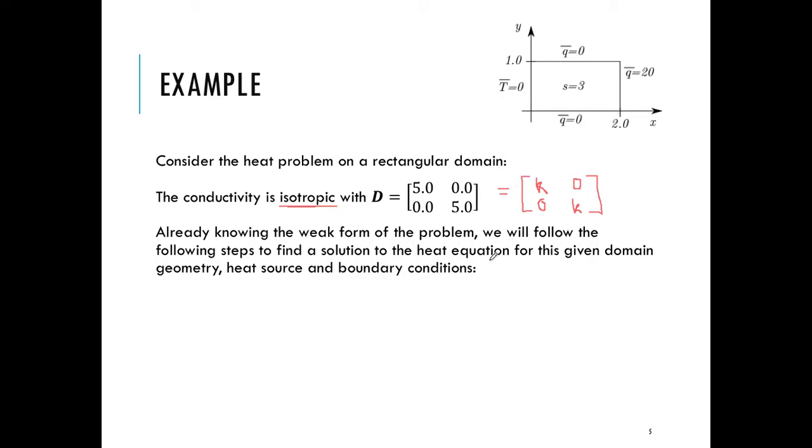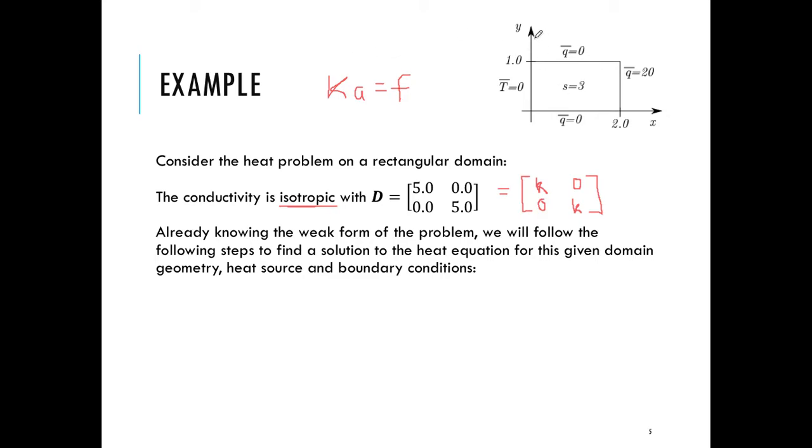Next, we know the weak form of the problem, so we're not going to derive it. That's what this is saying. We'll follow just the final steps: we already know that the equation takes the form Ka = F to solve this problem, basically. That is, to find a solution to the heat equation for this given domain geometry, heat source and boundary conditions. That means we have reached this point, and we know what K is and what F is. We don't know the expressions yet, so we will need to calculate them. But we don't need to start from our strong form, convert to weak form, convert into Galerkin, and then get this equation. We're already here.